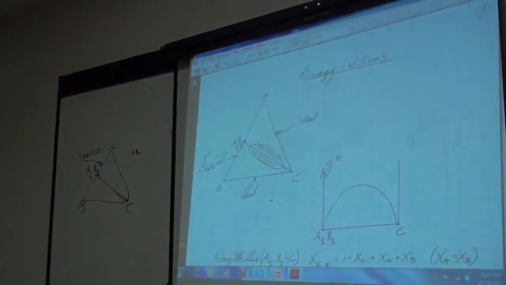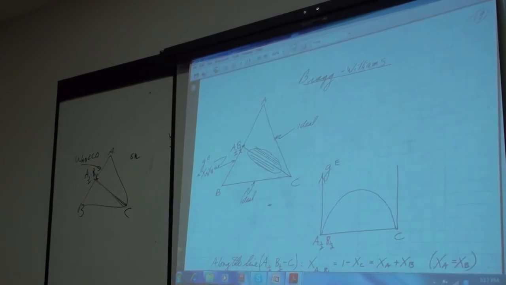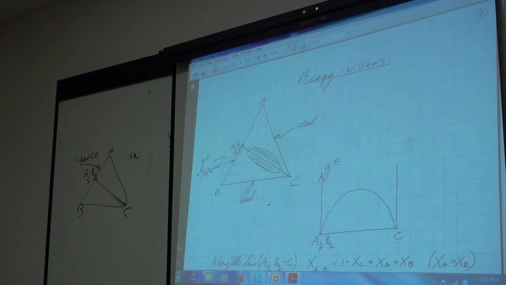Here I have the system A, B, C, and on this sheet number 19, I assume this is an ideal solution, and I assume this solution is Bragg-Williams, that is XA, XB, omega, with a negative omega. Clearly around 50%, along this line here, you're going to get positive deviations, and you can get a miscibility gap. This is a miscibility gap centered on this line.